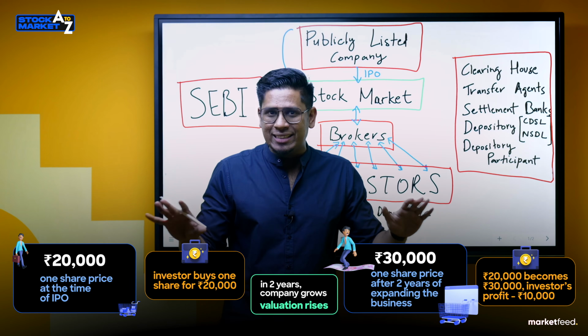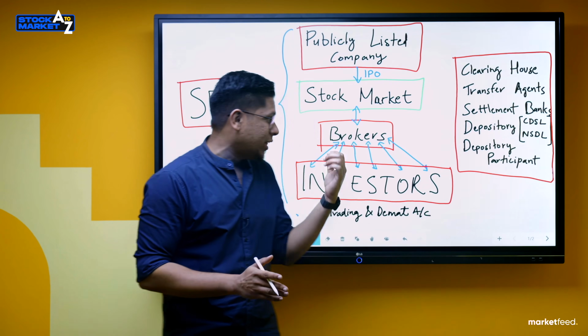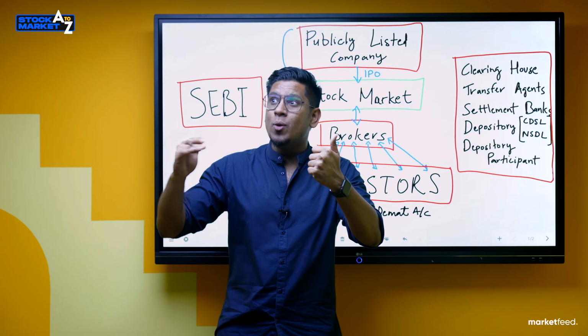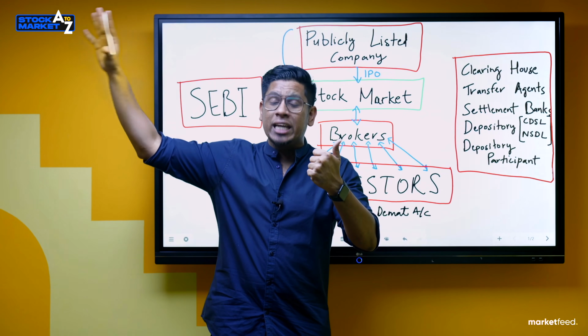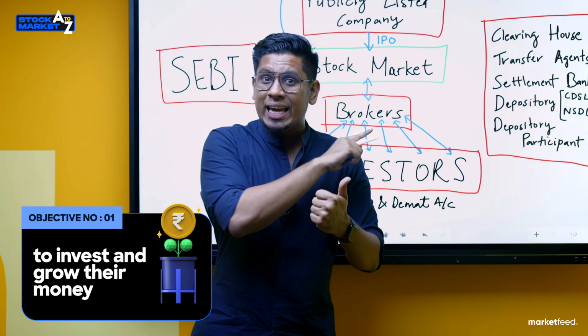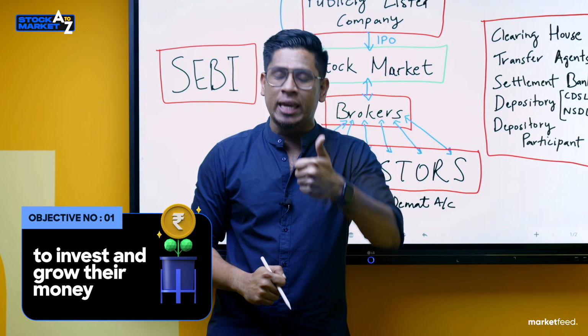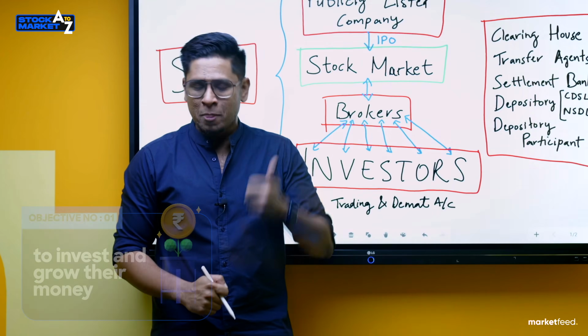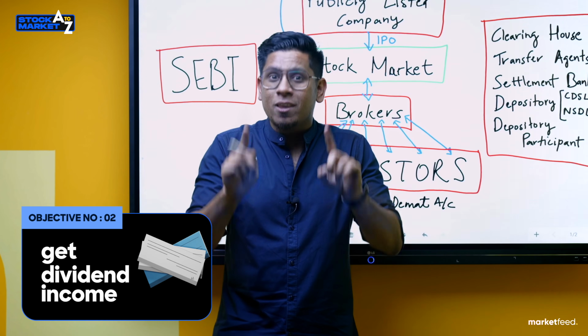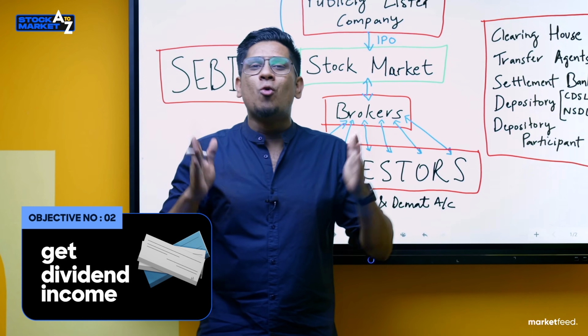Now, these are just examples. I hope you get the point here. So, these people, their objective is to invest in good companies, and when they grow, they can sell the shares of these companies at a higher price and make money from that. So, they are basically investing their money to grow their money. That is the number one objective. Now, the second objective is to get dividend income. Very important concept. Let's understand what is dividend.